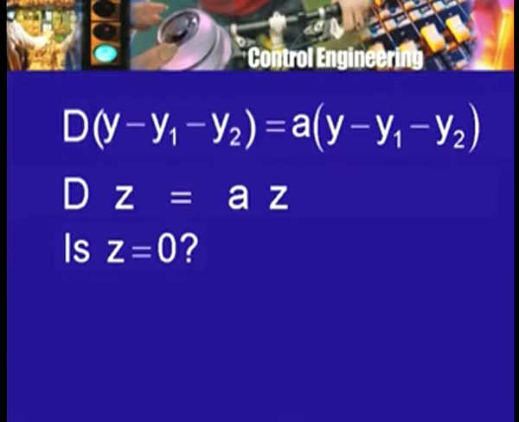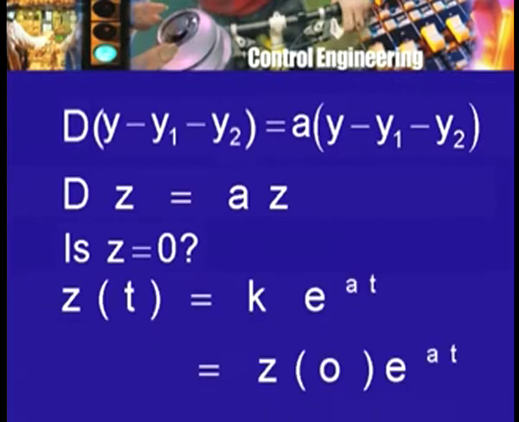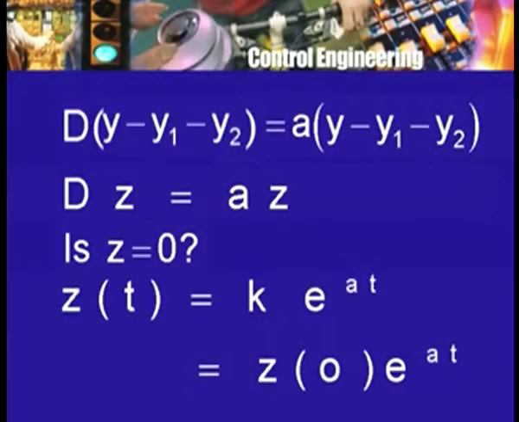The answer is no, because we know the solution of this simple differential equation. You remember in our discussion in the beginning, I reminded you that a general solution of this differential equation involves the exponential function. So, the solution is actually z(t) equal to k times e raised to at, or by putting t equal to 0, we can see that z(t) is equal to z0 into e raised to at. Therefore, z(t) is not 0 unless z0 is 0.